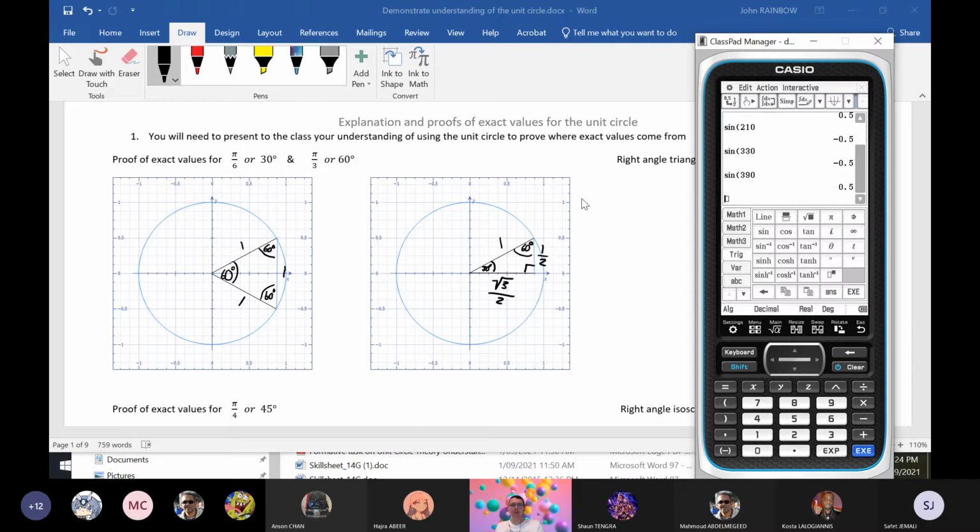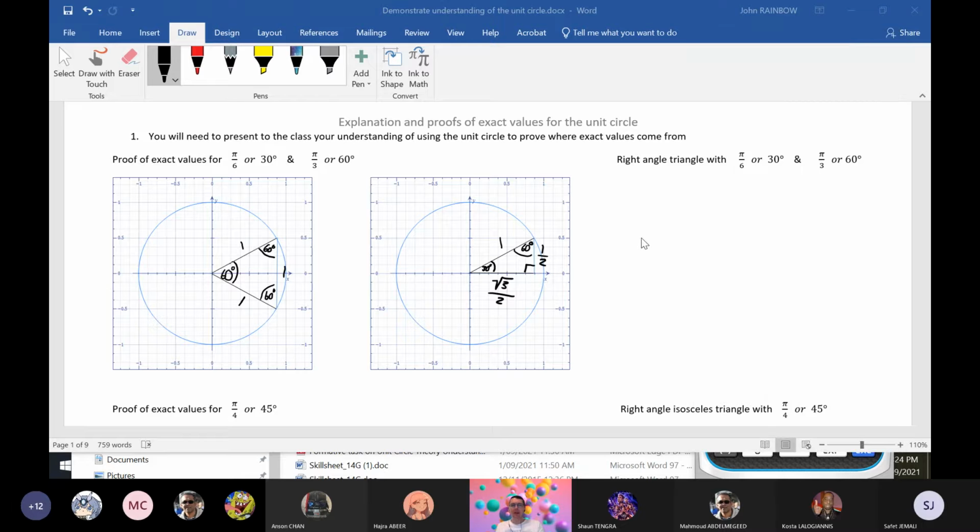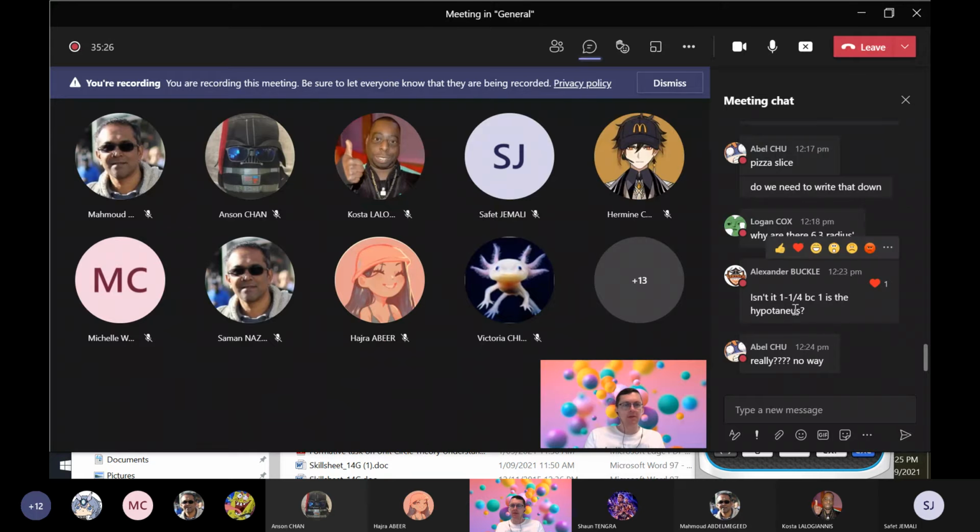And I know this because of this unit circle. I can keep on going. I also know that sine negative 210 is going to be a half, and I also know that sine negative 330 is going to be a half. And that all comes from understanding here. That's basically what we're trying to use. So we use this as a teaching tool to help you guys really understand what it is.